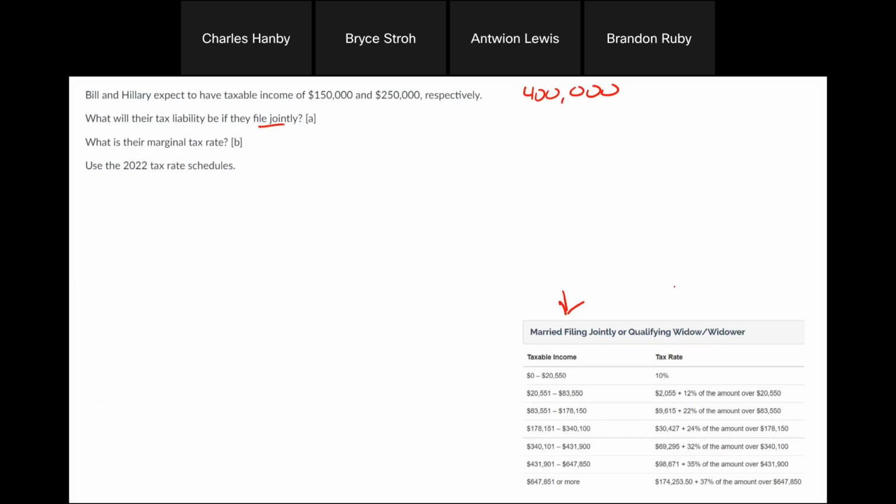If your spouse passes away, you get to use the married filing jointly tax rate schedule for that year plus the next two as a qualifying widower. If you do not remarry in that third year, you would revert to the schedule for single individuals. So you're no longer considered a widower.